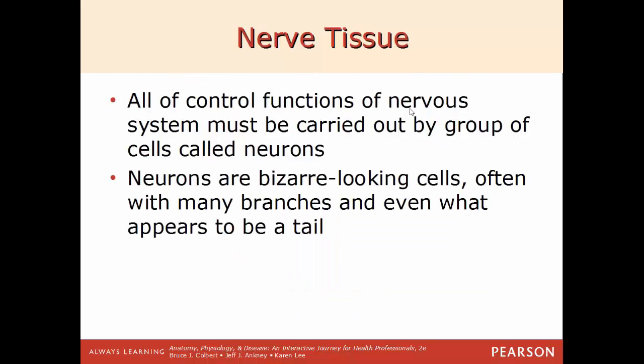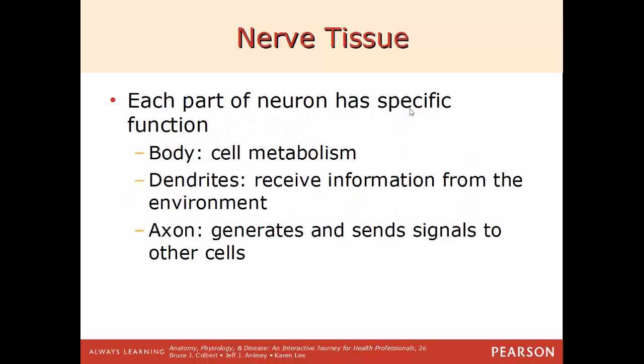All of your control functions of the nervous system are carried out by the main functional unit of the nervous system. They're called neurons. So all these supporting cells we just talked about, all six of those go to support neurons. The neurons are very bizarre-looking cells and have multiple processes or multiple branches that come off of their main cell body. And they look to almost have a tail, but it's not really a tail. Now, each part of the neuron has a very particular function.